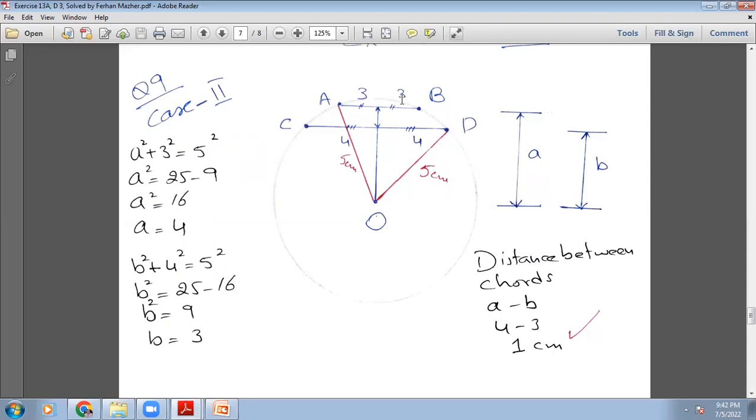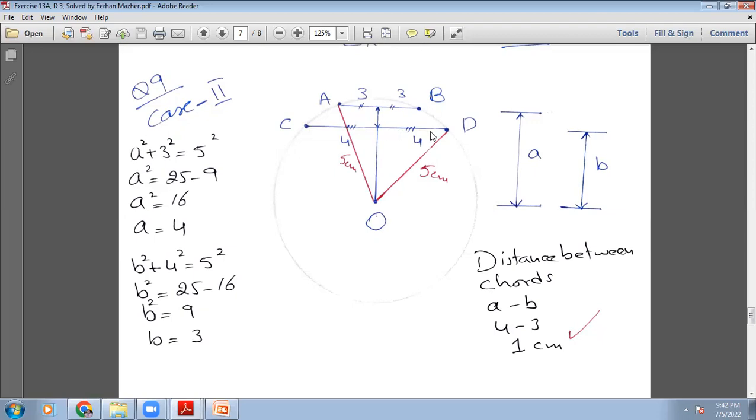So for example, AB, which is 6 centimeter, and CD, which is 8 centimeter, are on the same side of the center. The distance of AB from the center is supposed to be A, the distance of CD from the center is B, and we know the radius is 5. Here you can see this right angle triangle, the radius is 5, this portion is 3. So I will find the A value, apply the Pythagoras as you have done in the previous case, and the A value will be 4.